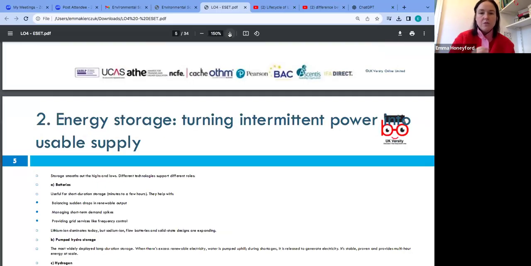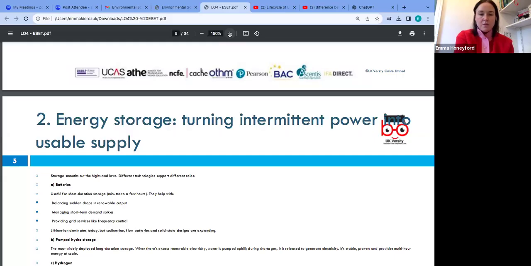So in terms of energy storage, how do we turn intermittent power into usable supply? Intermittent power is where the power supply is changeable, isn't reliable. So we need to find a way of taking the energy when it is at a peak and redirecting it to be able to store it. So this is when batteries come into play.